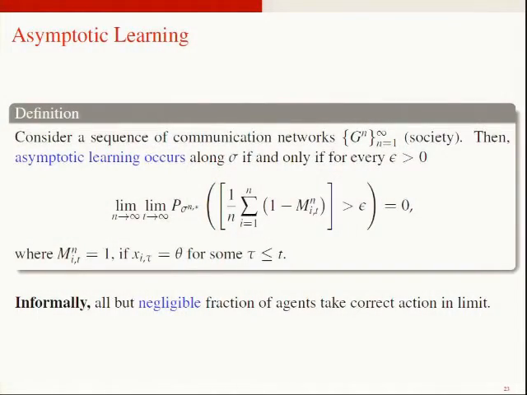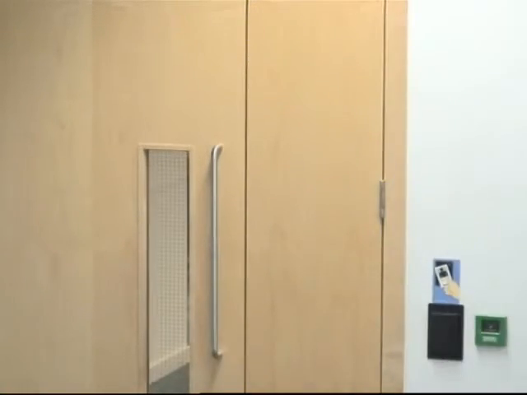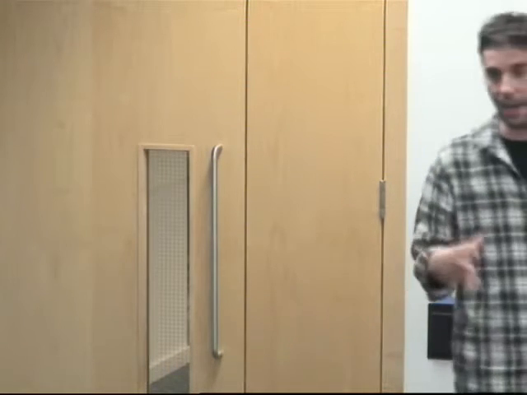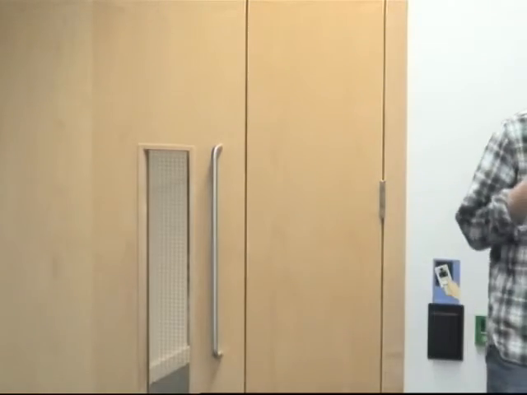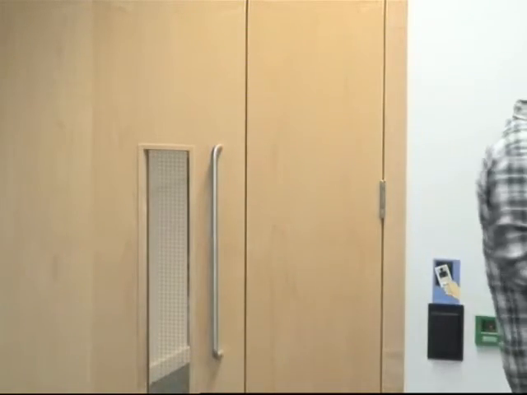All right. We are interested in what we call learning, right? We consider a sequence of communication networks that grows. Okay, this is what we call society. N here represents the number of agents in the society. And we say that learning occurs if the fraction of agents that take the wrong action goes to 0 in probability, okay? So informally, we allow only a negligible fraction of the agents to take the wrong action as the society grows large.